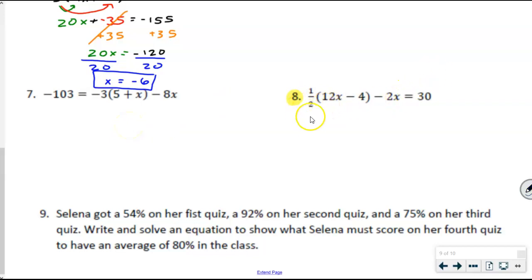What does this really mean? Well, it really means I have 1/2 of a group that's 12x plus a -4. And then I've got, don't forget, plus a -2x after that.